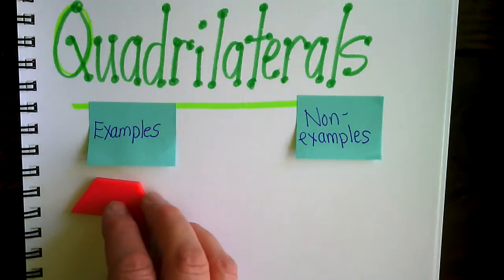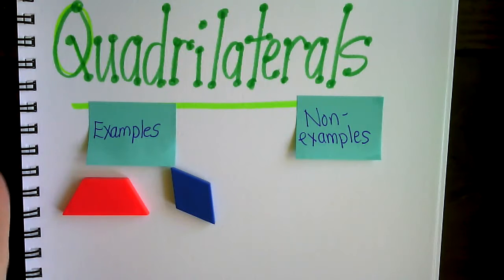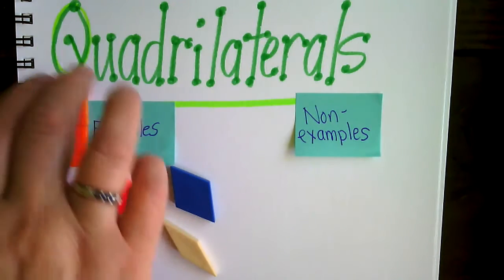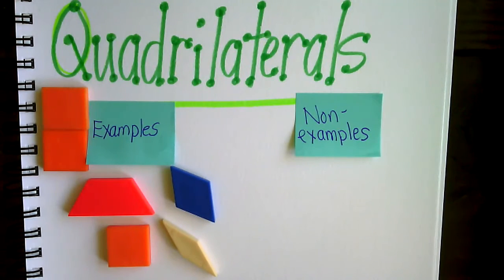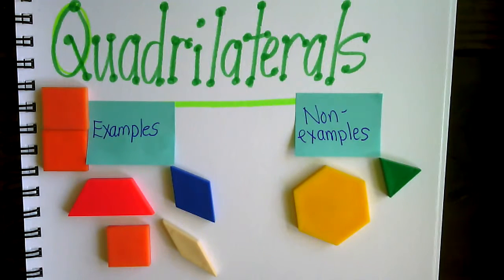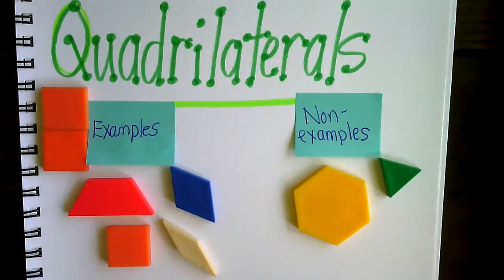Let me put some examples of quadrilaterals up here. You can tell me what you notice they all have in common. Here are examples of quadrilaterals. Here are examples of polygons that are not quadrilaterals. What do you notice about this group that is different from the non-examples? Here's your hint. Count the sides.